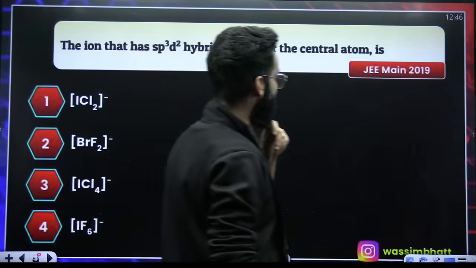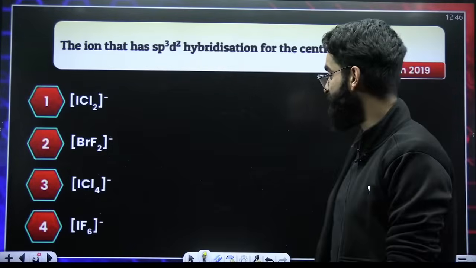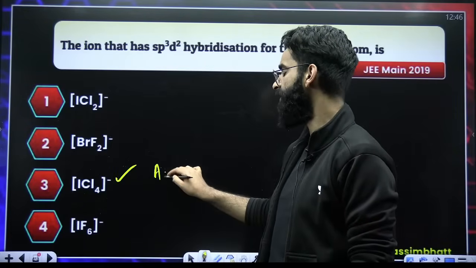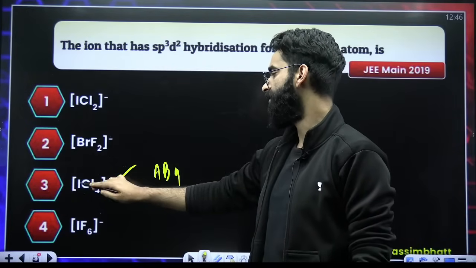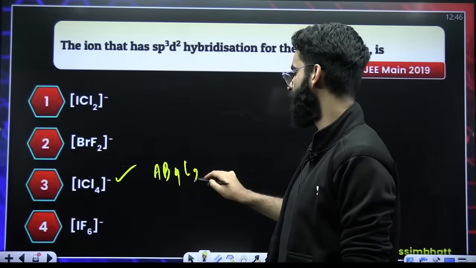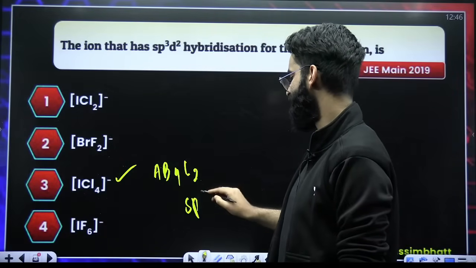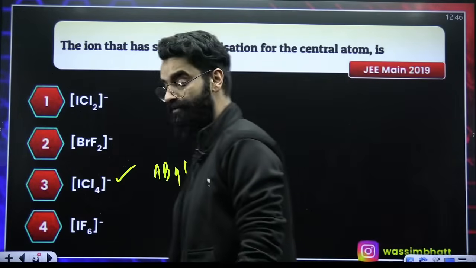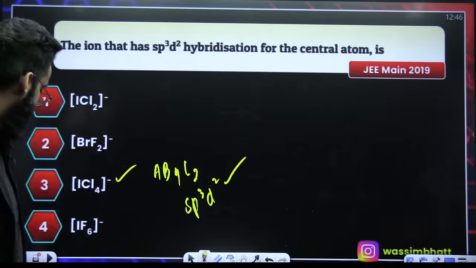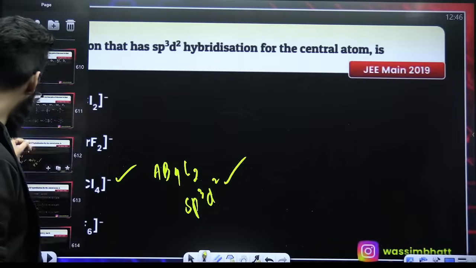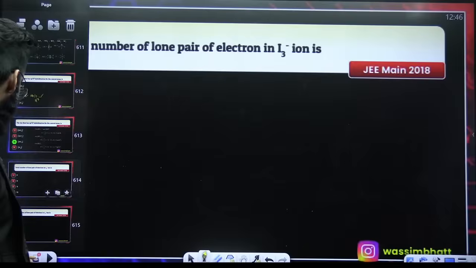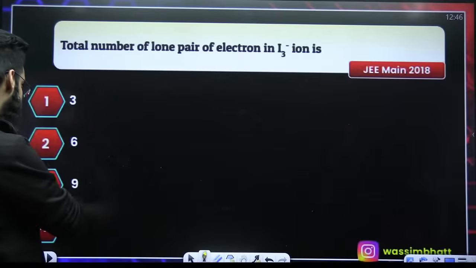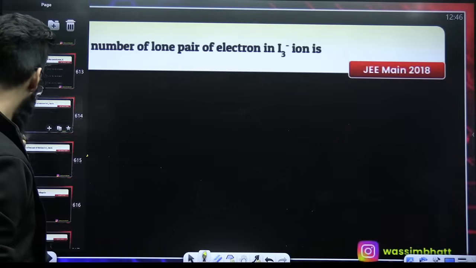The ion that has sp3d2 hybridization. If you look at ICl4 negative, it is of the type AB4L2. Steric number is 6, sp3d2, right? That's what we have to check. Correct? Rest you can do on your own. You can check them up. Now, this is the question. JEE Main 2018. Total number of lone pairs in I3 negative means 9. Okay?